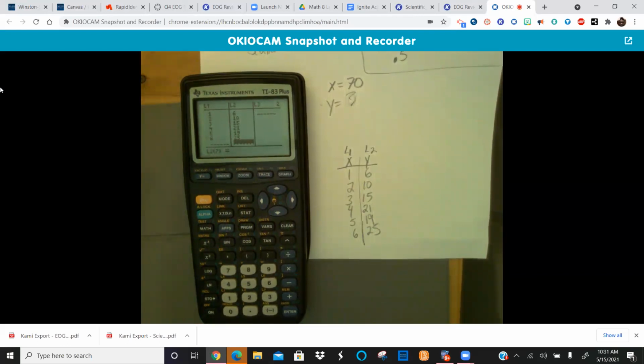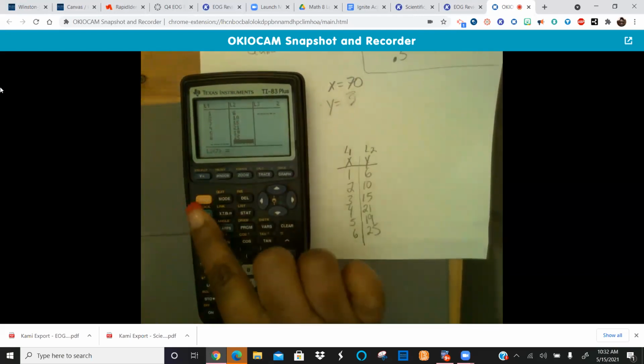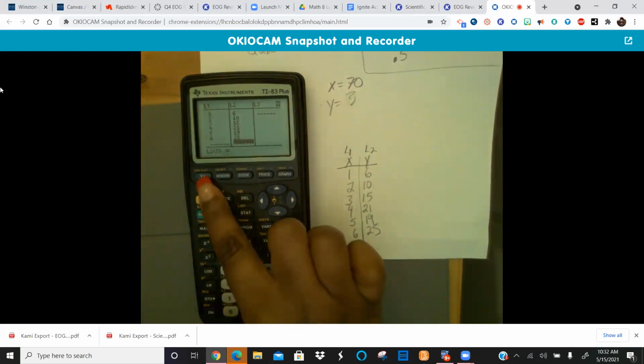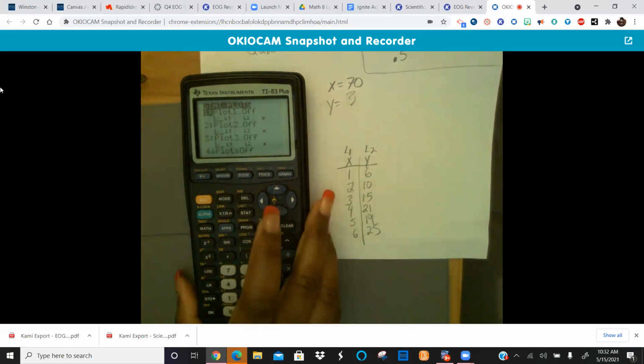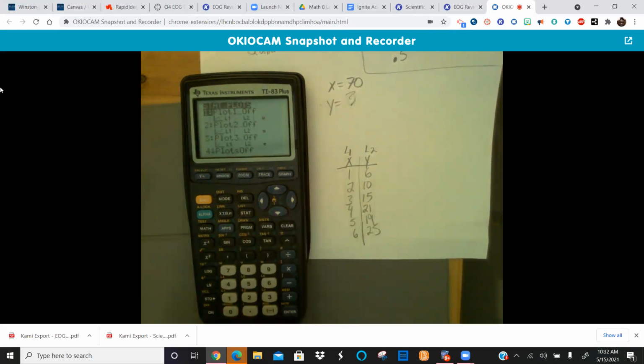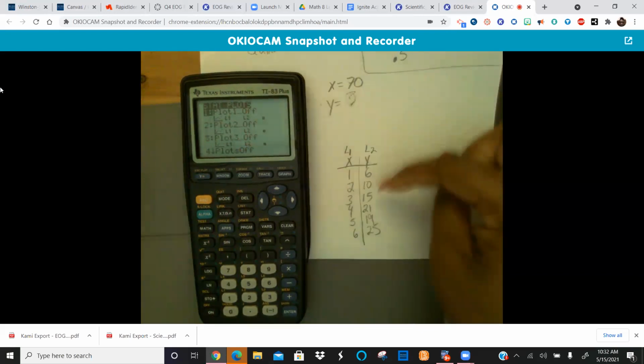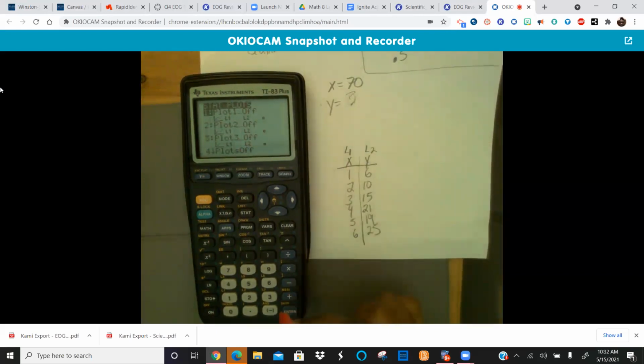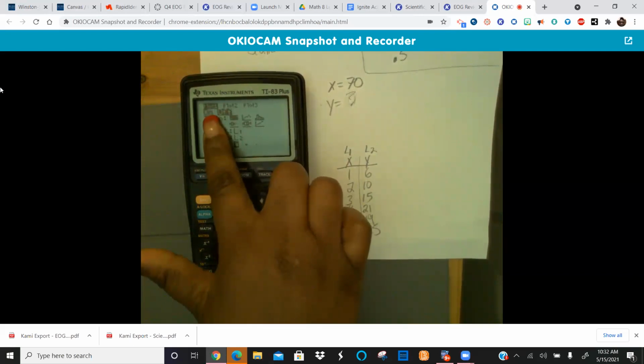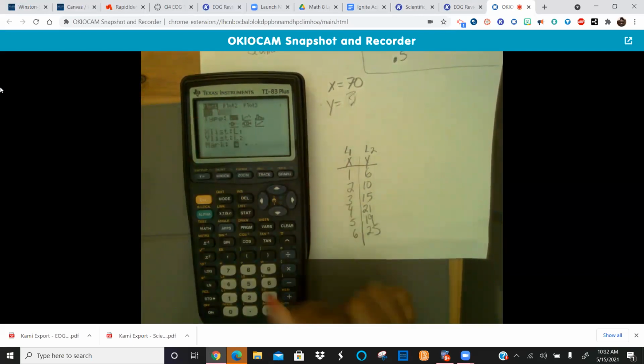I'm typing. Okay. So now you're going to go to second. You're going to press your second button. And you're going to press Y equals. Okay. So press second and Y equals. And now you see how it'll do multiple plots at the same time? We only want it to graph this. So let's press enter. And right now it's off. So we need to press it on. So we're going to click enter again. So now it switches from off to on.